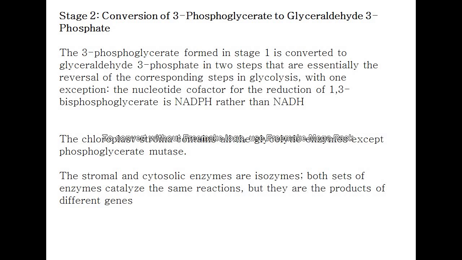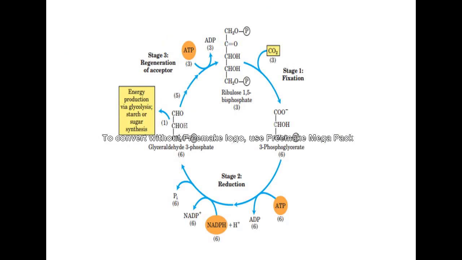ഇനി അടുത്ത സ്റ്റെപ്പ് എന്ന് പറഞ്ഞു കഴിഞ്ഞാൽ it is a conversion of 3-phosphoglycerate to glyceraldehyde 3-phosphate. So I'll just come to this step again. After this 3-phosphoglycerate, the first stage is done. That stage is the fixation of carbon dioxide catalyzed by Rubisco. Now you have 2 molecules of this 3-phosphoglycerate. They undergo a series of steps which results in the conversion to glyceraldehyde 3-phosphate.